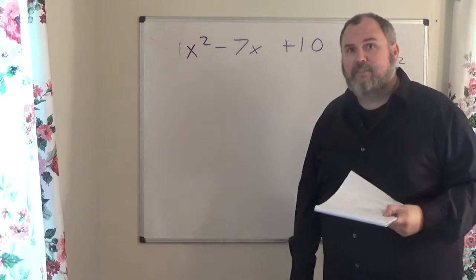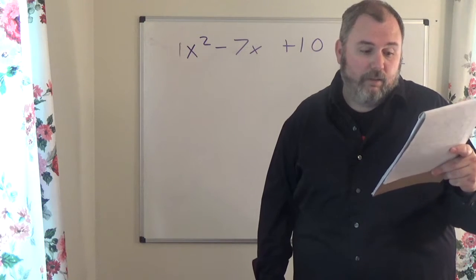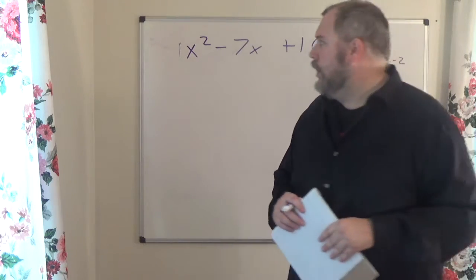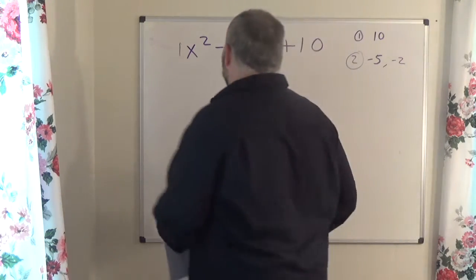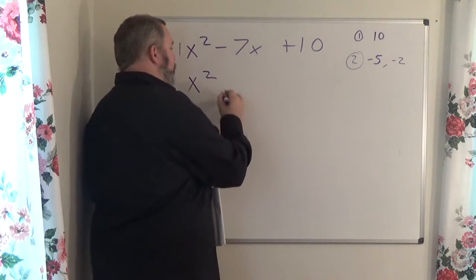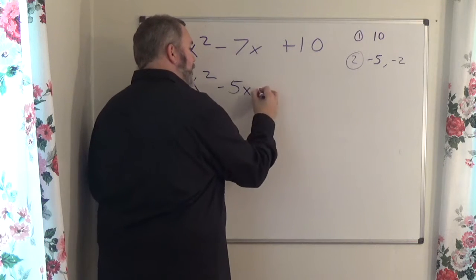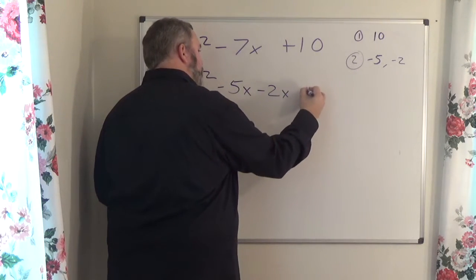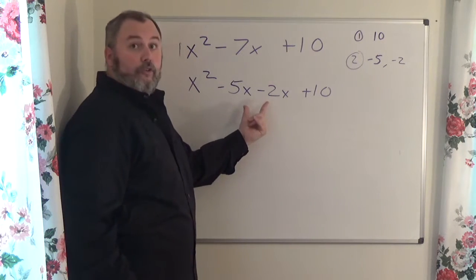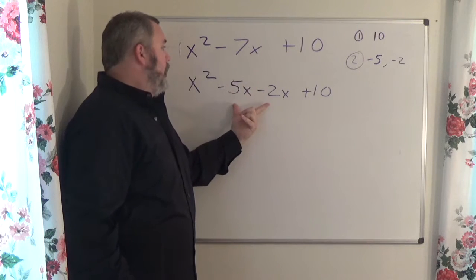So look at this next step 3. It says substitute the factors found in step 2 in place of the middle term. So this is really all you're going to do. You're going to rewrite the equation saying x squared, minus 5x minus 2x plus 10. Why did I just do this? I put my 2 factors that I just found in the place of the middle term.